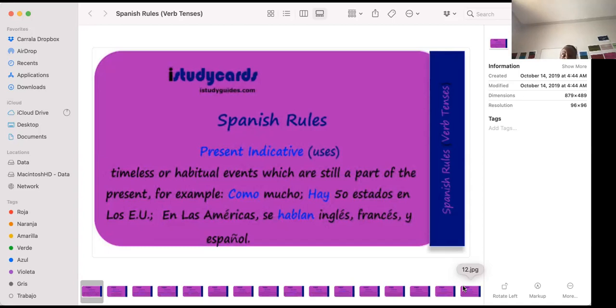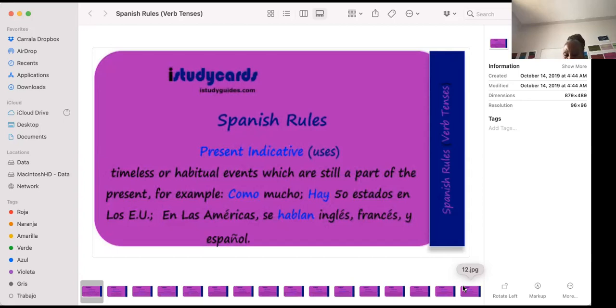Here we're talking about one meaning of the present indicative, timeless or habitual events which are still part of the present. Como mucho. Hay 50 estados en los Estados Unidos. En las Américas se hablan inglés, francés, y español. Now, if you notice, I have in blue present indicative, and then I have in blue the verbs: como, which is from the verb comer; hay, from the verb haber; and hablan, from the verb hablar.